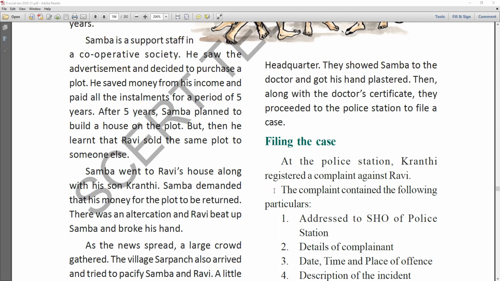Whenever a quarrel occurs between two people, if you want justice, if you want the case to be booked and want justice through the police or the courts, you must have all the evidences. Evidences means proofs. For that proof, and also for the treatment, they went to the doctor, took the doctor's certificate, and took that certificate to the police station to file a case. Have you understood what is the process going on?